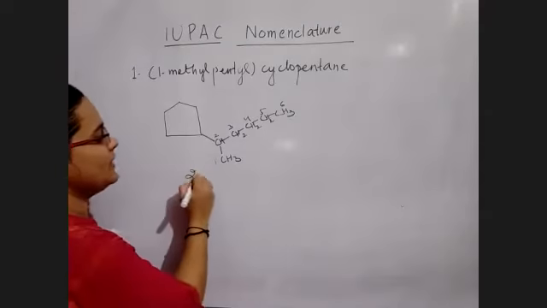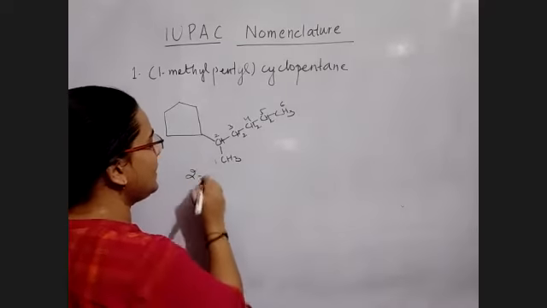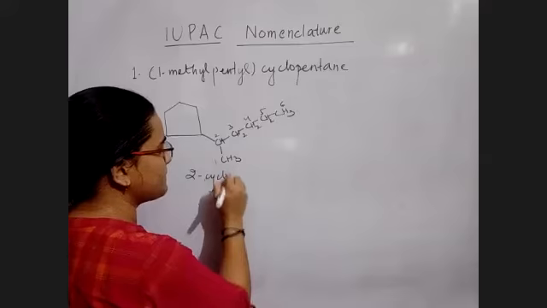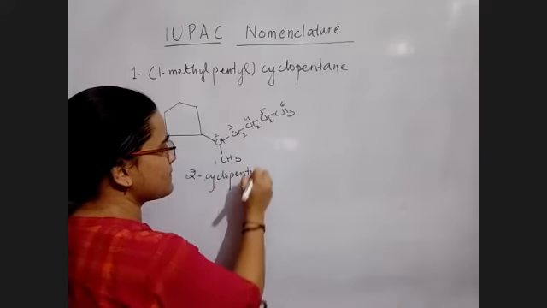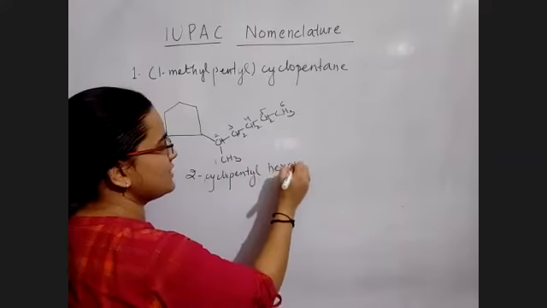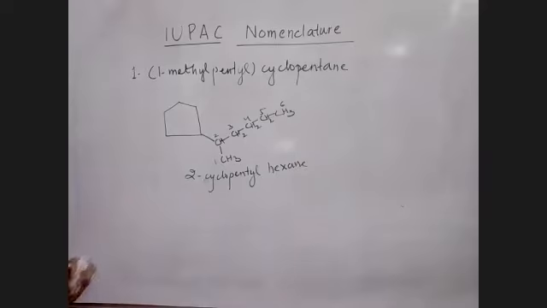So name will be 2-cyclopentyl hexane. This will be the name. Okay. If this is done, let me know.